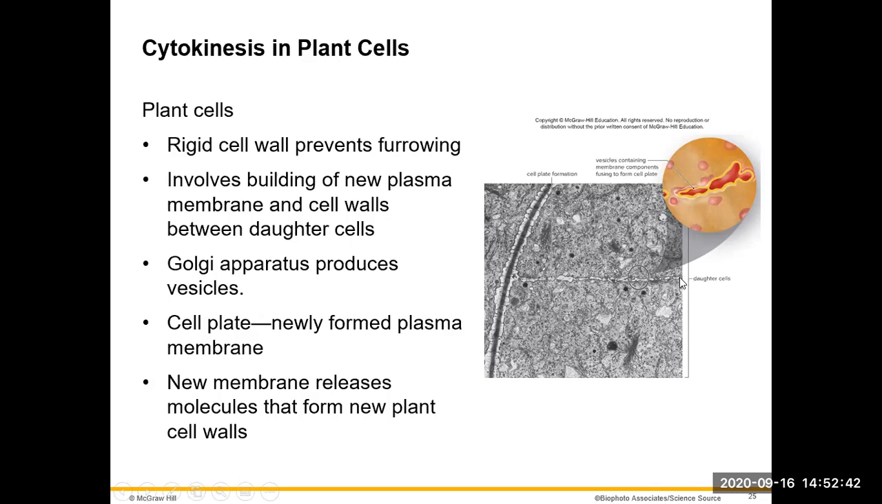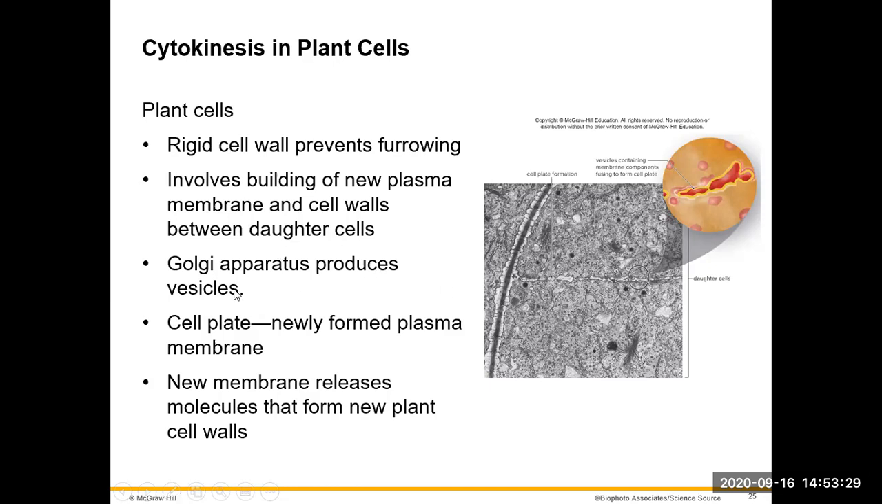I don't know if you could see, there is a line in the middle of this particular cell. This line, the cell plate, is going to grow larger and larger, and it's going to become the cell membrane, and later it will develop its own cell wall. So this is how cytokinesis in plants happens. First, there's a cell plate formation, and then it's going to grow into plasma membrane, and then it's going to have its own cell wall. Plant cells have a rigid cell wall that prevents furrowing, which is more common in animal cells. It involves building of new plasma membrane and cell walls between daughter cells.